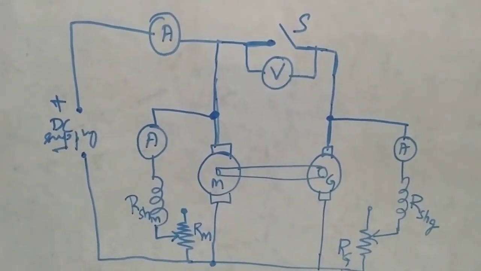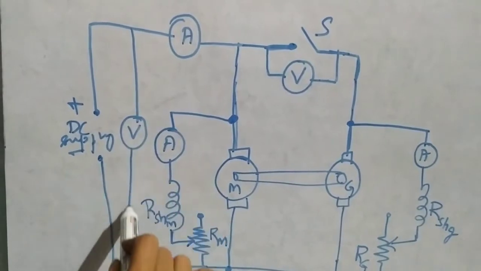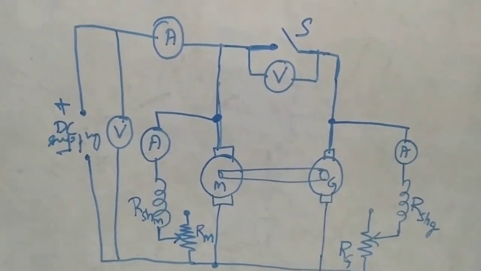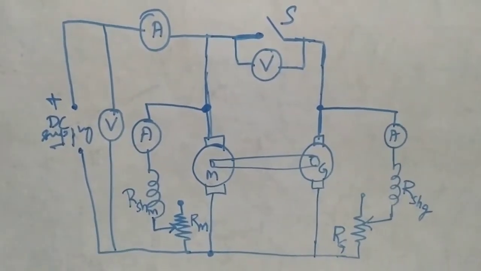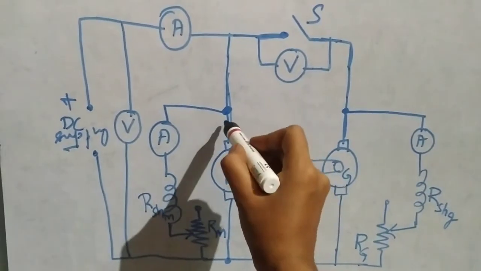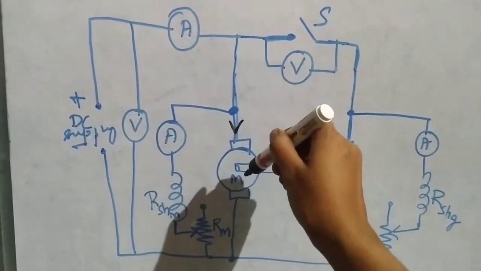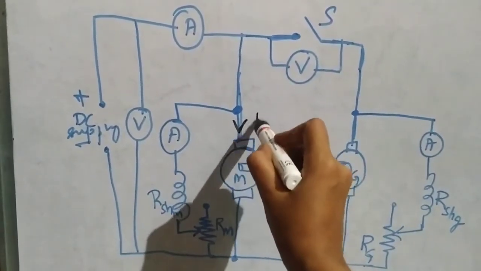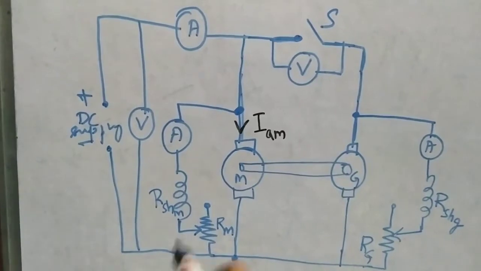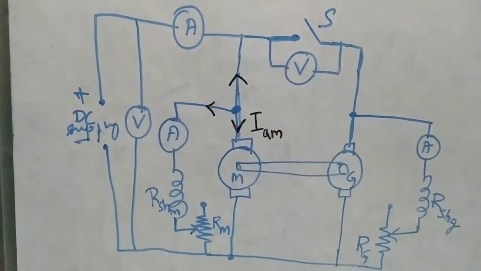And also we will measure the line voltage by connecting one voltmeter across the main supply. Okay. Now you can mark the current here easily. What is the input to this motor? Usually the current will be entering into this, because the input is the electrical input. So the current with respect to this armature will be IAM. And here this will get deviated to this point and this point.